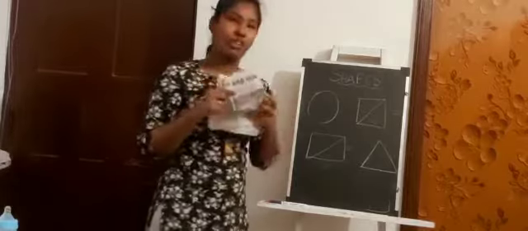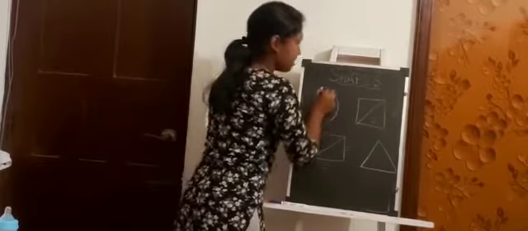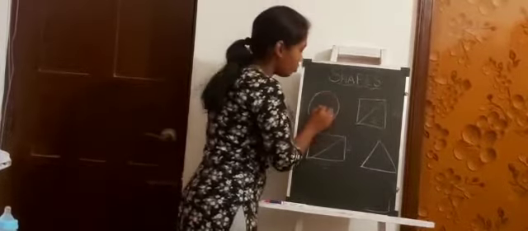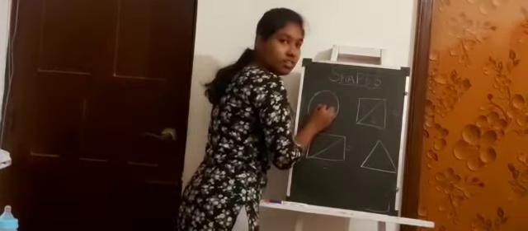And at last we learnt about the circle. The circle is considered to be a closed curve. It has a center point, it has no sides, it has no corners, and it has no diagonals. So the circle only has a center point.